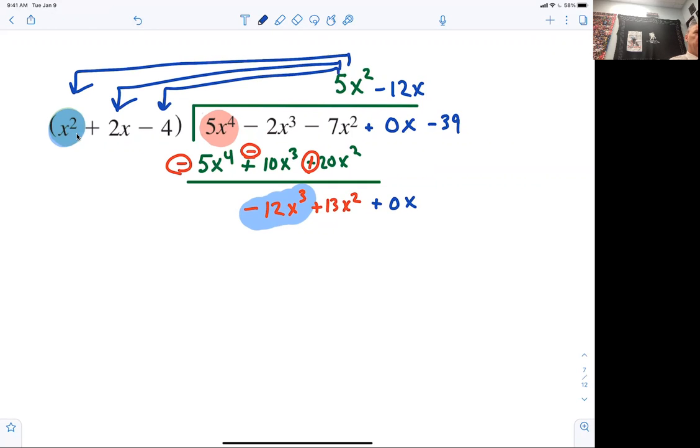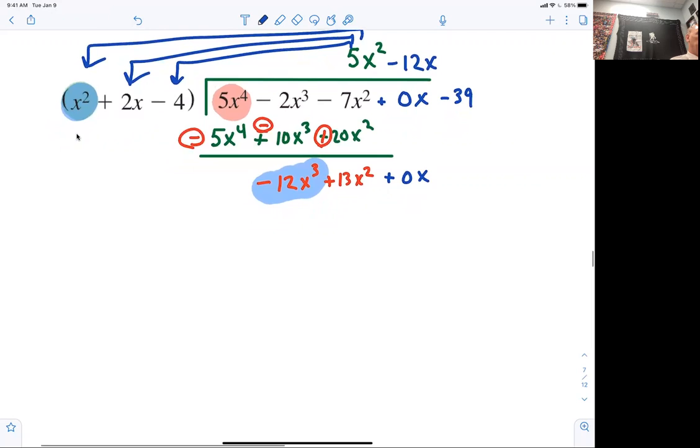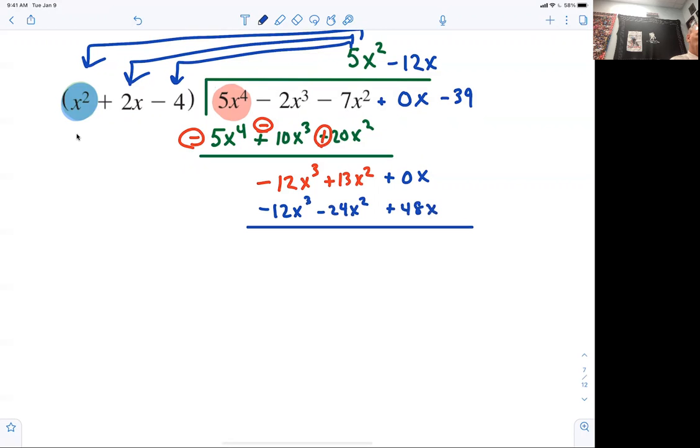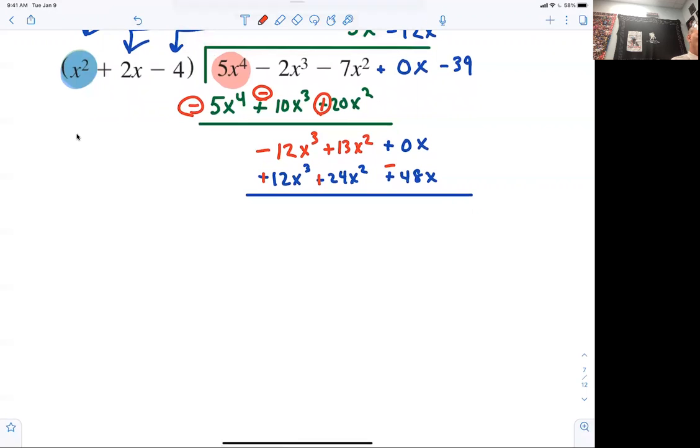Now that you know that, we're going to distribute the what? Negative 12x. All right, so now when we distribute the negative 12x, we end up with negative 12x cubed minus 24x squared plus 48x. Beautiful. Now we do what to the signs? Change them. All right, now what's 24 plus 13? So now we have 37x squared minus 48x minus 39.